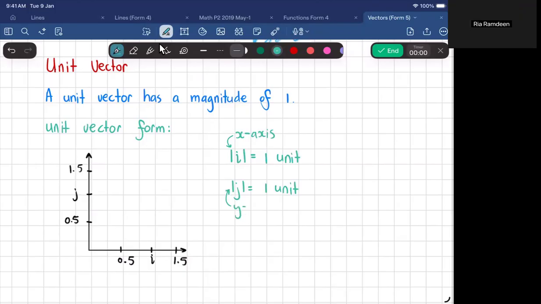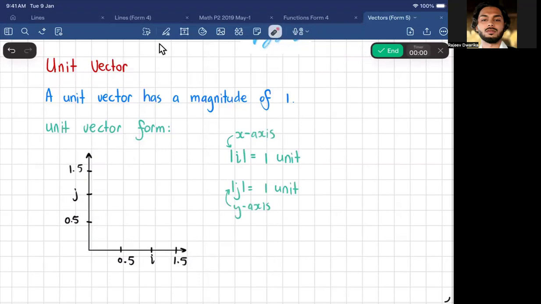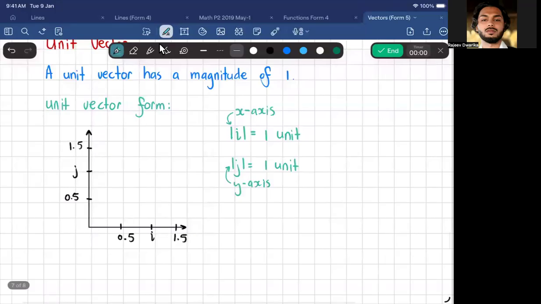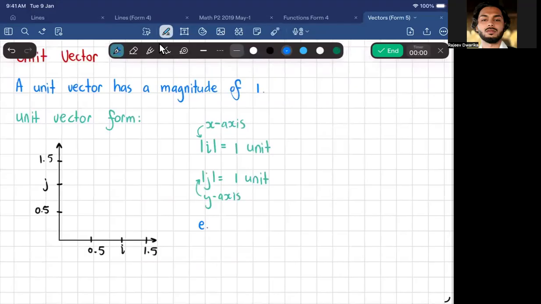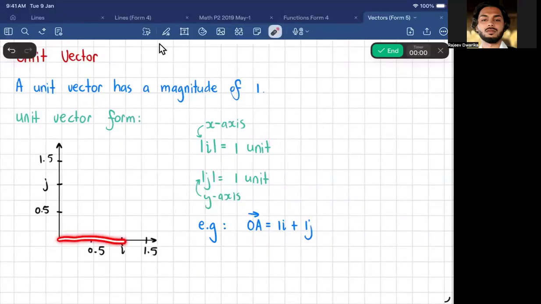Okay, so check this. Let me give you an example. If I said O to A is equal to 1i plus 1j, what that means is I'm going to move 1 unit on the x-axis and 1 unit on the y-axis. So instead of writing 1, I'm going to write i, because that's what i stands for. Instead of writing 2 here, I'm going to write 2i. You understand? I means 1 unit. So if I say 5i, that means I move 5 units along the x-axis to the right. That's all it means.